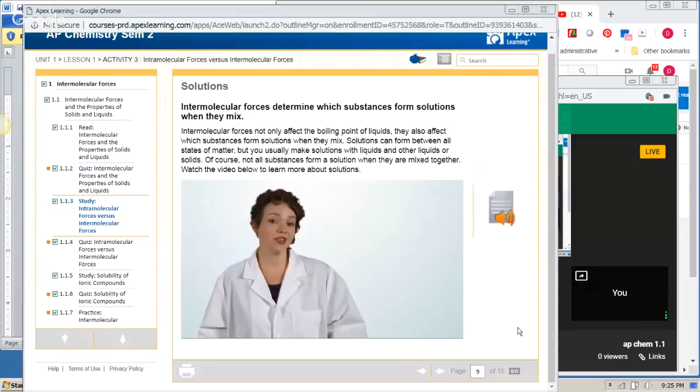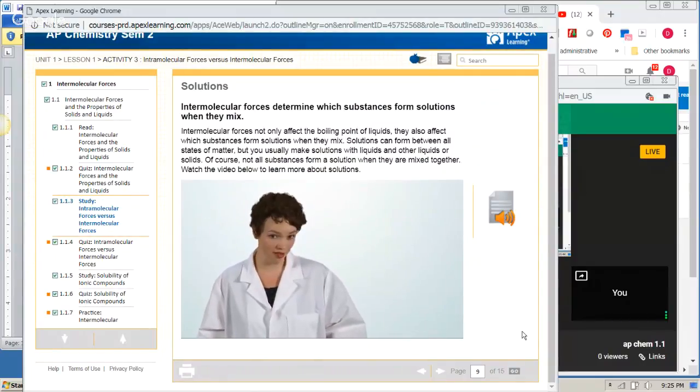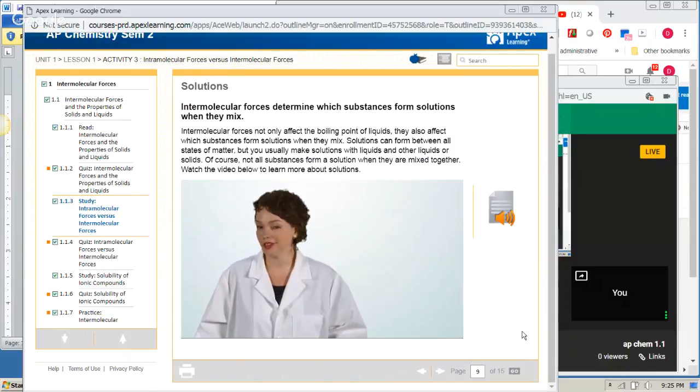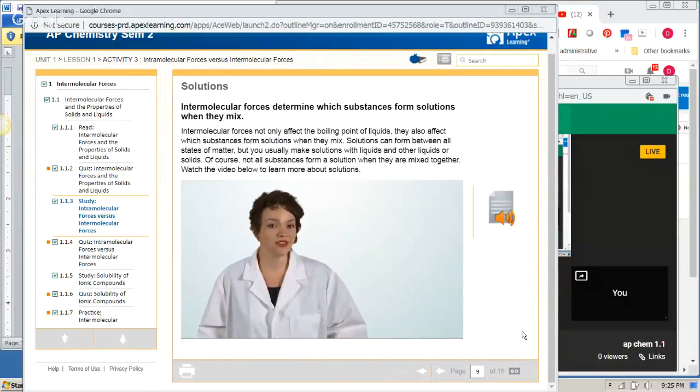By now you know that the intermolecular forces in water, in isopropyl alcohol, and in vegetable oil are all a little different. Those forces affect the types of solutions you can make. Let's take a closer look.